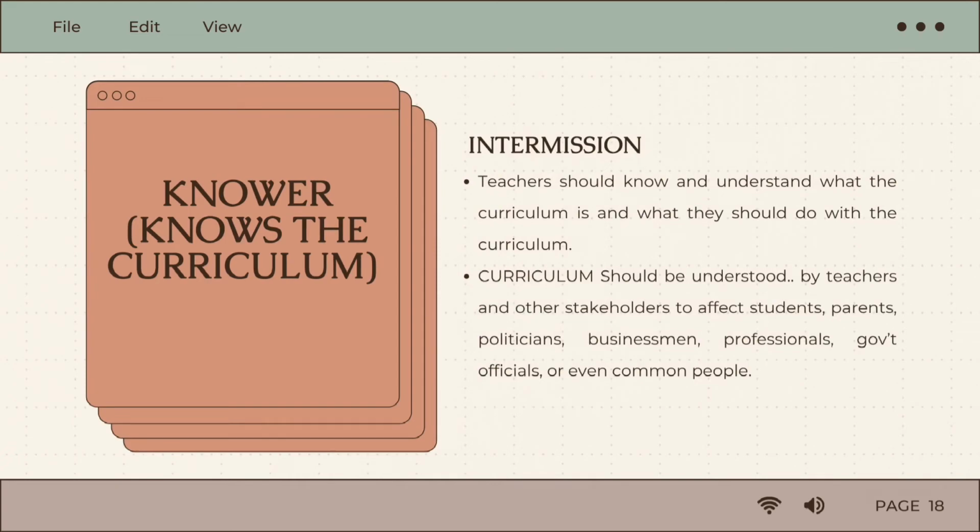Next, the teacher knows the curriculum. Teachers should know and understand what the curriculum is and what they should do with the curriculum. Curriculum should be understood by the teachers and other stakeholders that it affects: students, parents, politicians, businessmen, professionals, government officials, or even common people.